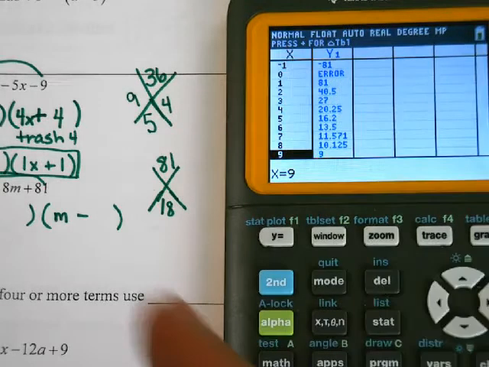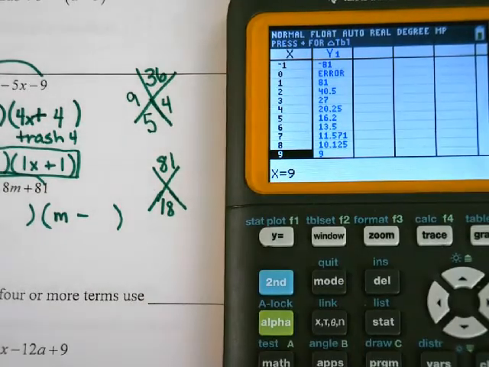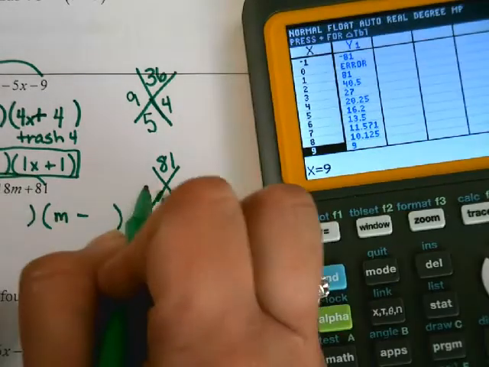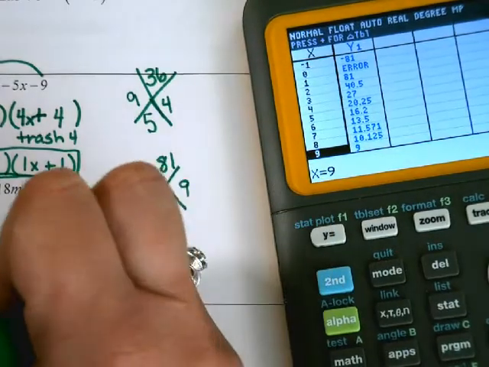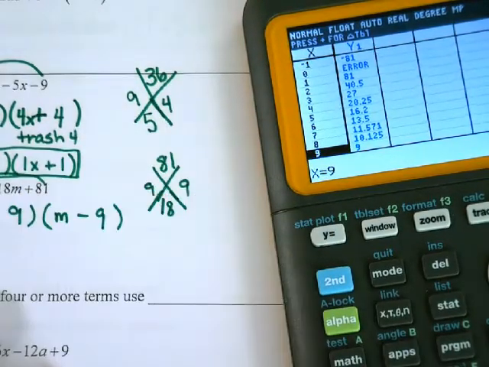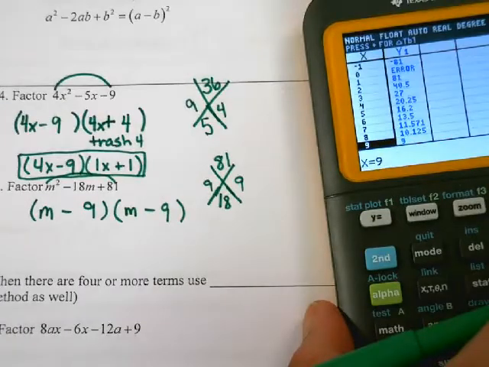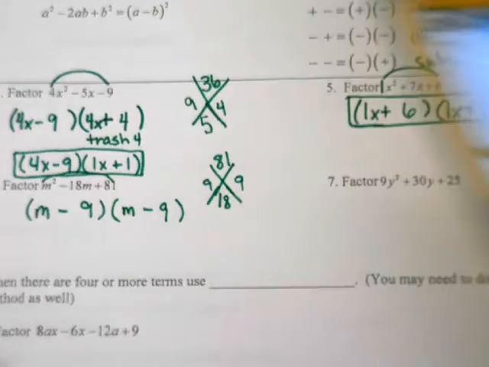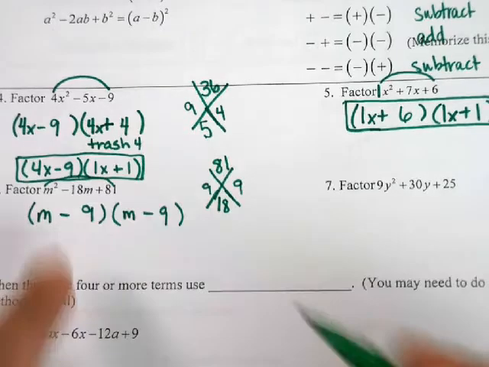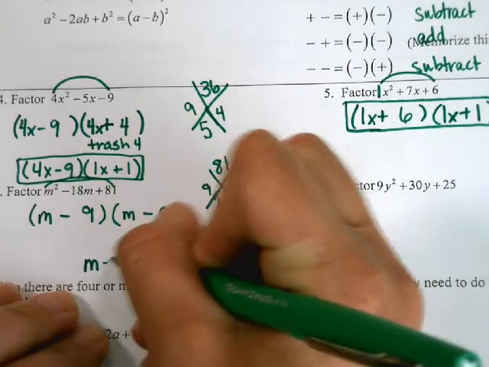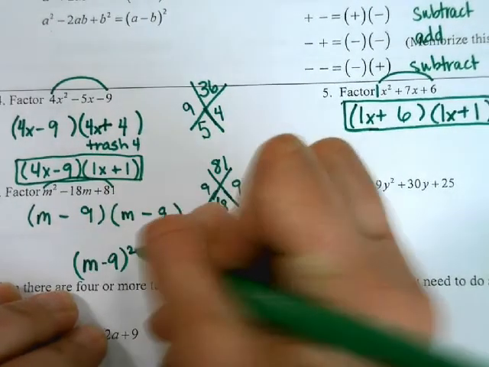So if you're not sure, your calculator will give you a list, and feel free to do that. Okay? So when you put it in your calculator, you just go to y equals, take whatever number you're looking for, and divide it by x. All right, so this guy's 9 and 9. So I get m minus 9, m minus 9. You're welcome to leave it like that. When you have two of the same factors, you could also write it like this if you want. You don't have to.